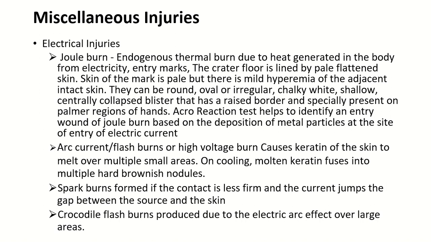First is joule burn. These are endogenous thermal burns due to heat generated inside the body from electricity. There will be entry marks. The skin of the mark is pale. The shape of the mark can be round, oval, chalky white, shallow. These are mostly present on the palmar region of hands. The Agro reaction test helps to identify the entry wound of joule burn based on the deposition of metal particles at the site of entry.